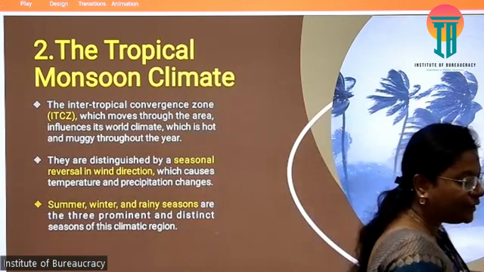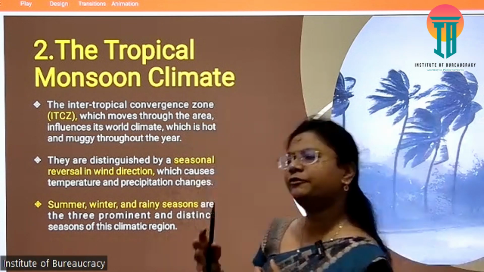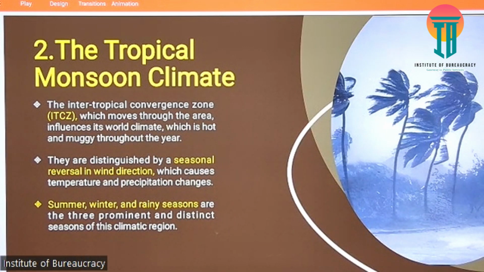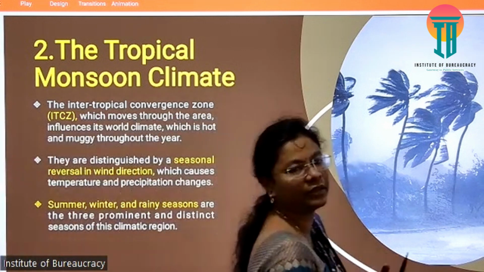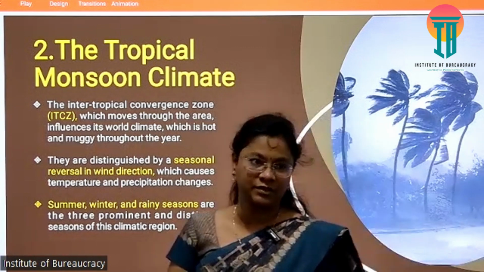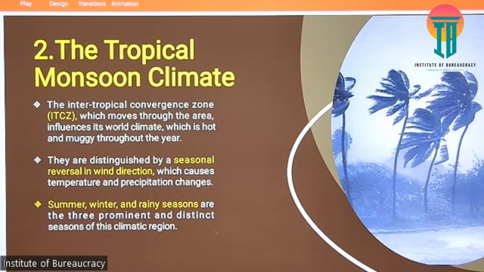Monsoonal climate: monsoonal winds have the property of seasonal reversal. In the China type also there is reversal of wind, and the Mediterranean climate also has reversals of wind. More specifically, the monsoon's specialty is that the reversal is complete. The wind will transform from a southwest direction to a northeast direction.